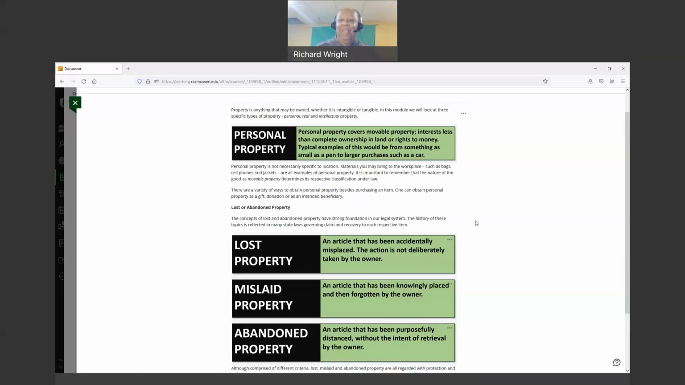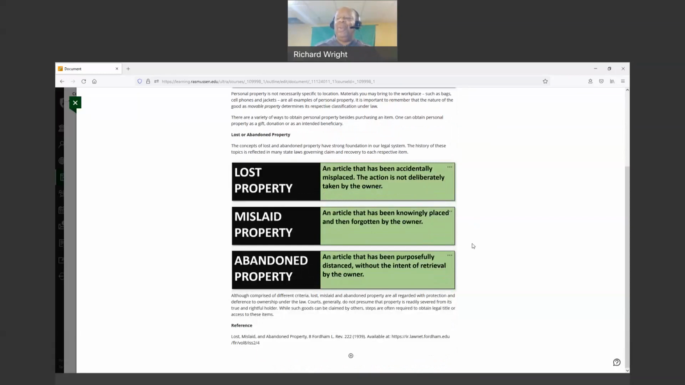Very simple. Mislaid property is different from lost. An article has been knowingly placed and then you forgot where you put it. Now some might say, well, that's lost. For purposes of understanding the concepts here, make sure that lost is accidentally misplaced. Mislaid is put there knowingly. Very simple.